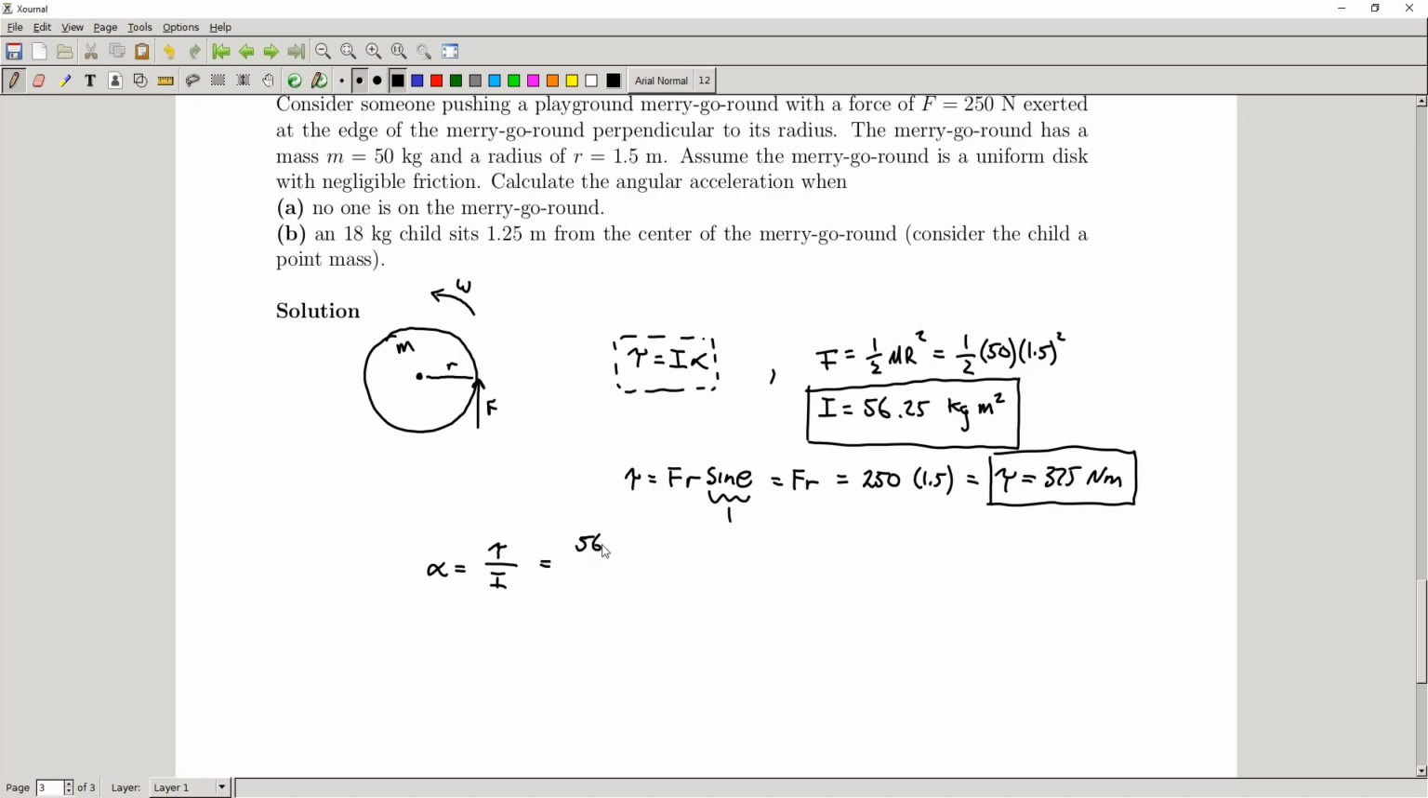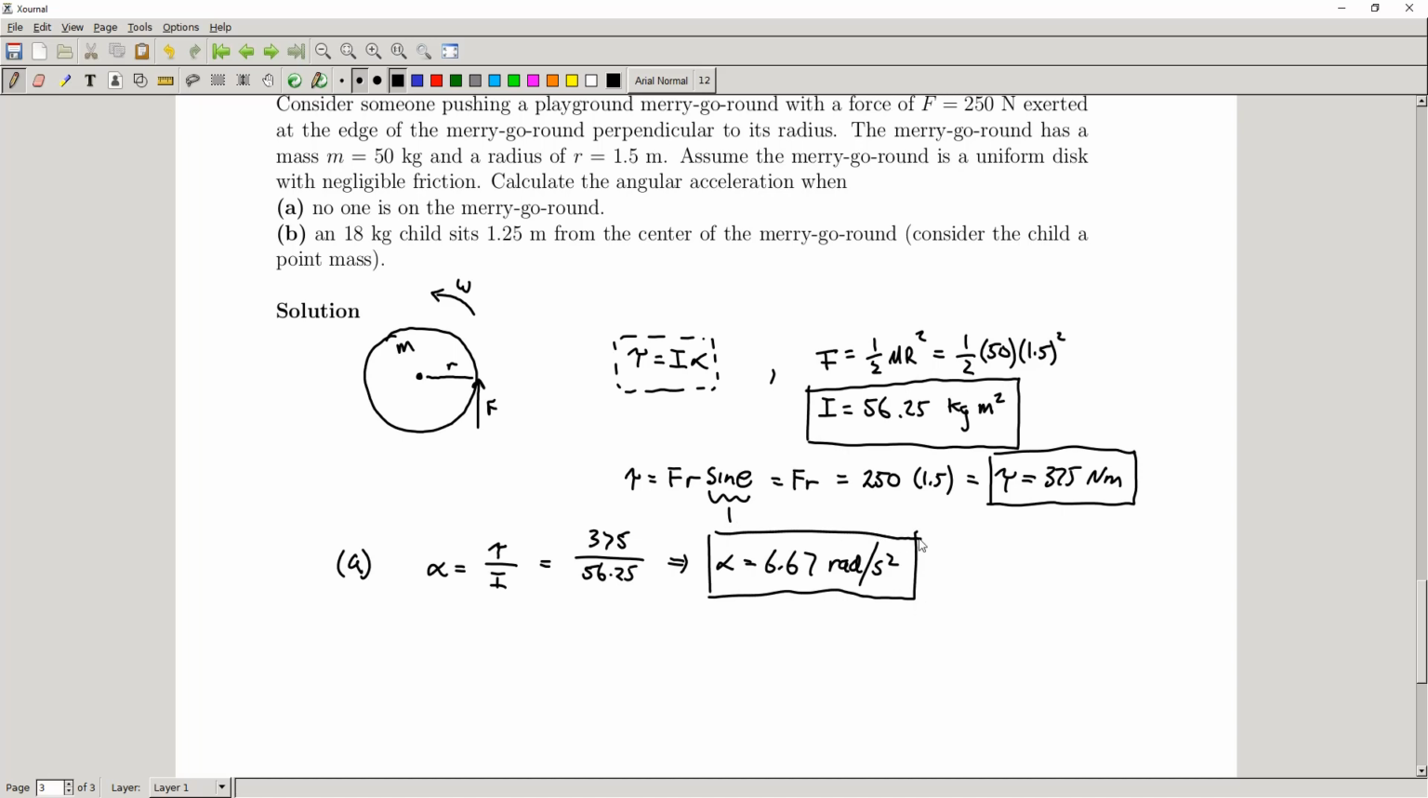So we're going to end up with, oops, I flipped those. This should be our tau. So this is going to be 375 over 56.25. And if we do that division, yes, we're going to end up with an alpha, and this is for part A, equal to 6.67 radians per second squared, right? And so that is the angular acceleration that we were looking for in part A.